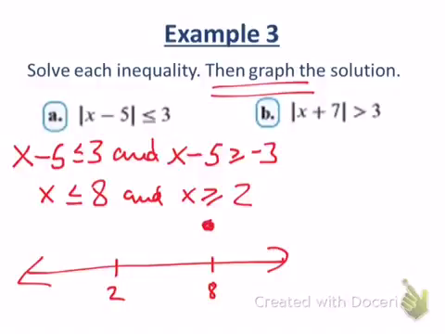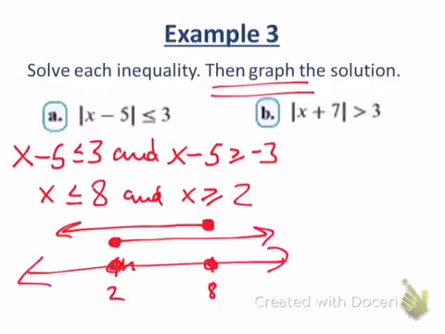Less than or equal to 8 is a closed circle and shade to the left. Greater than or equal to 2 is a closed circle and shade to the right. And they do overlap each other between 2 and 8. So there's my solution. Now, when you get to algebra 2, that's 2 to 8 in brackets. So x is an element of this interval.